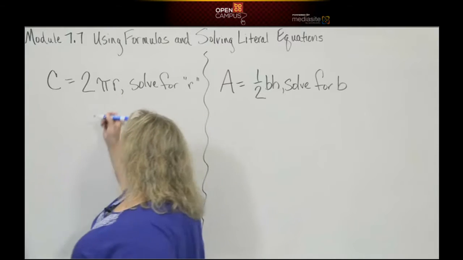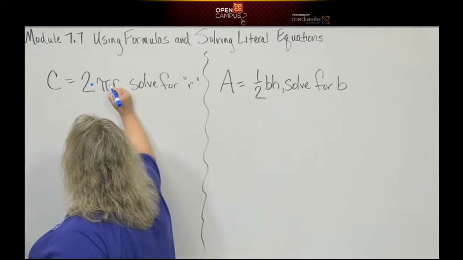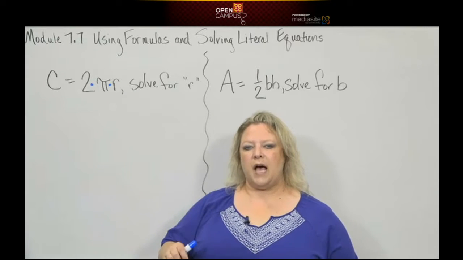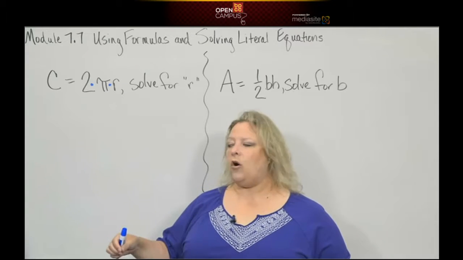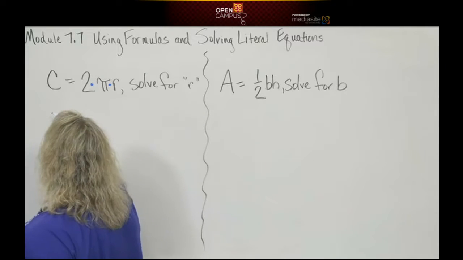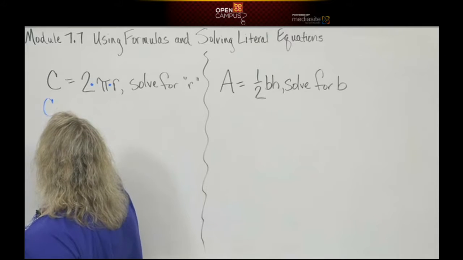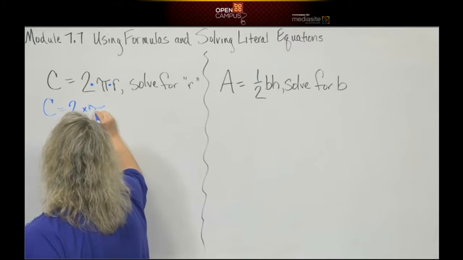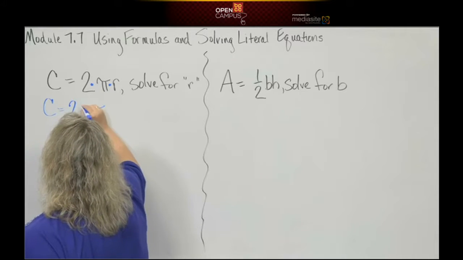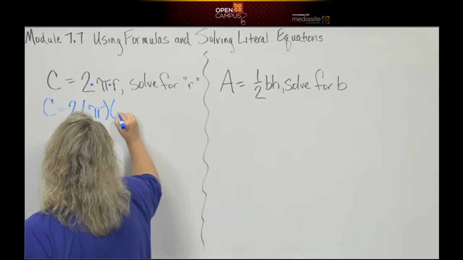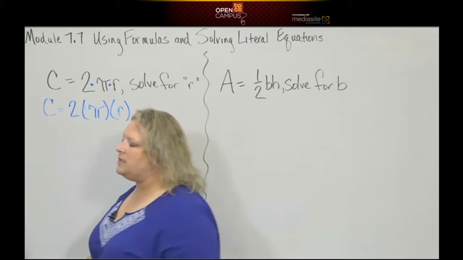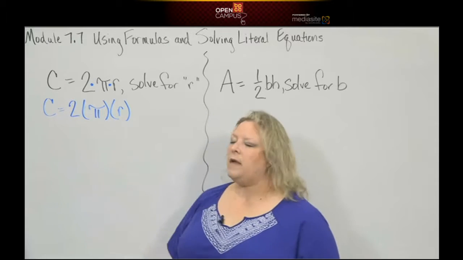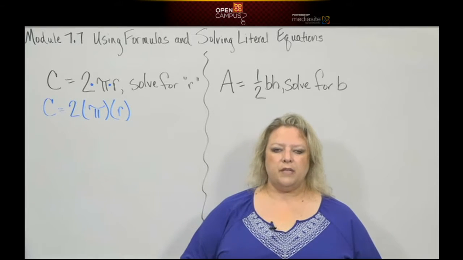The first thing we have to do is know that when it says 2 pi r, that is understood multiplication. 2 times pi times r, the radius. So if I were to rewrite this, just so that visually I understand what I'm talking about, let's write them in parentheses so that you know each one is considered a separate item, a separate term. I want to get the r by itself. Now, how do I do that?